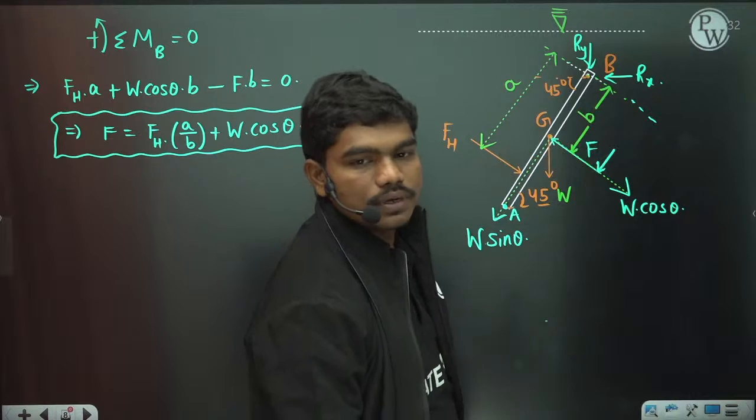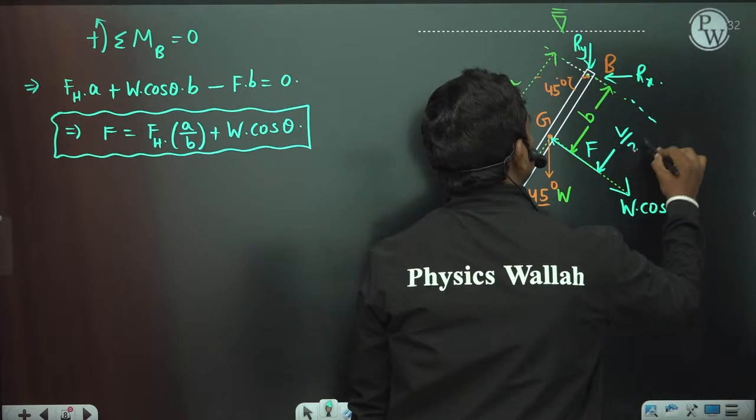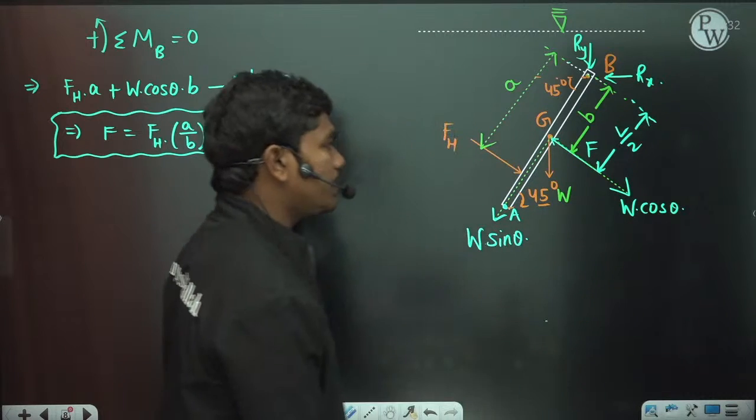All of you, L by 2, correct? It is half of the length because this is the centroid value, L by 2. Okay, so let us calculate the Fh and A values.